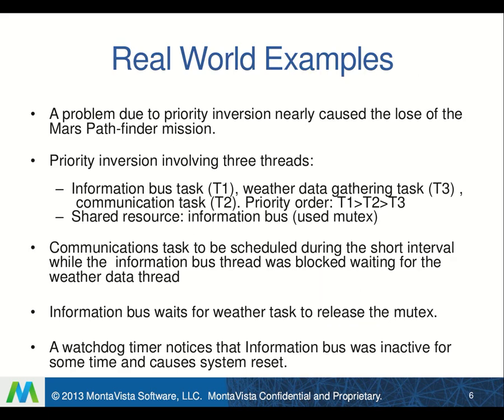Priority inversion caused a major problem on the Mars Pathfinder spacecraft. There were 3 threads involved: an information task, a weather data gathering task, and a communication task, and they were using a shared resource. A similar kind of situation occurred as I explained before in the priority inversion example. The information task was waiting for the weather task to release the mutex. A timer noticed that the information bus was inactive for some time and it caused the system reset.